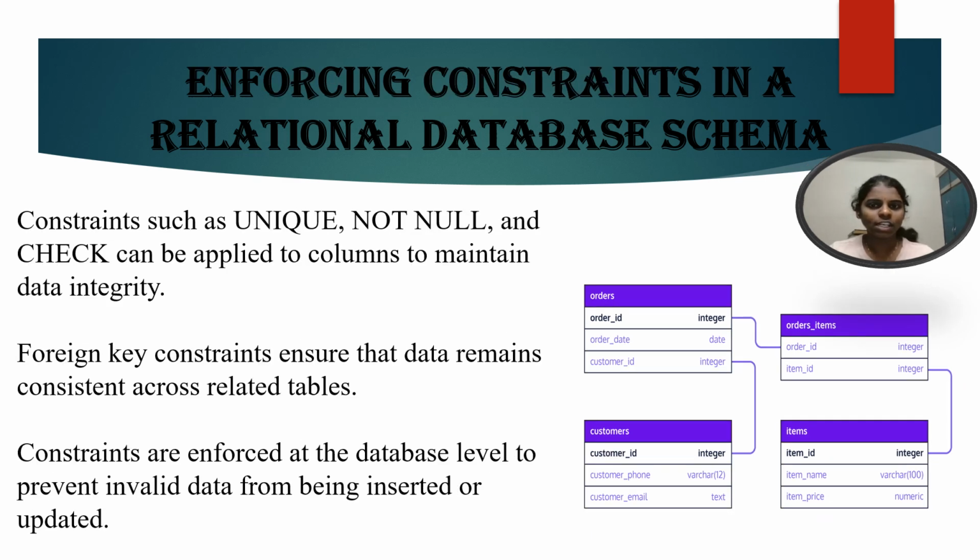Let us see enforcing constraints in a relational database schema. Constraints such as unique, not null, and check can be applied to columns to maintain data integrity. Foreign key constraints ensure that data remains consistent across related tables. Constraints are enforced at the database level to prevent invalid data from being inserted or updated.